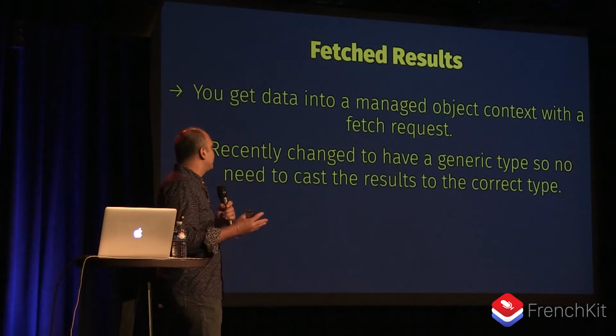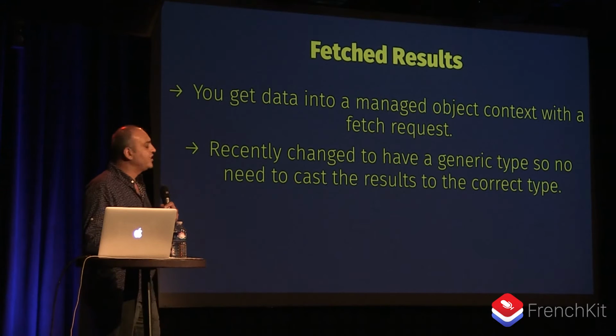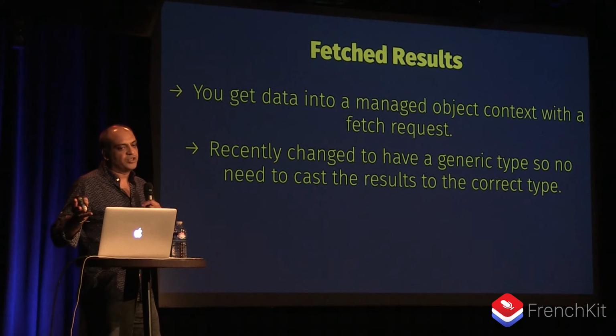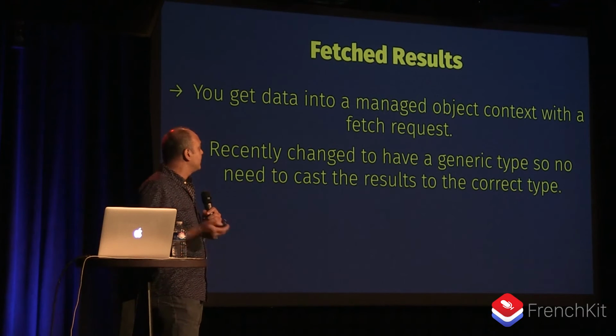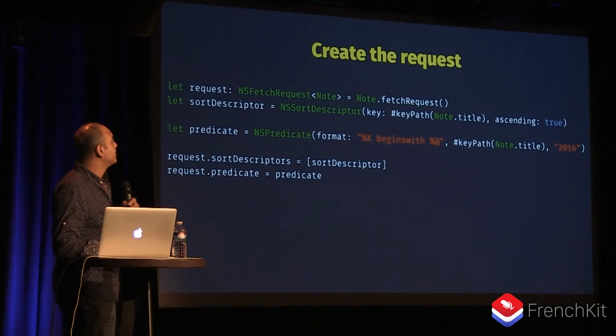So how do you get an object out of the store into the managed object context where you can deal with it? Something called a fetch request, and you deal with it quite a lot. It used to just return an array of NSManagedObjects. Now they've made it generic, so you actually get a type back so you don't have to cast it. It looks like this. It's really quite simple.